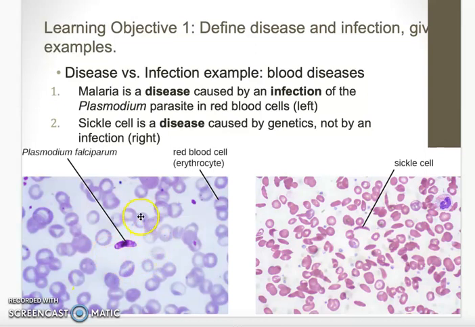So this is both. This other picture here is showing something called sickle cell disease. These curved, sort of skinny cells, those are red blood cells that did not form correctly. So this is a blood disease, but it's not caused by an infection. It's caused by genetics that make some of the blood cells grow differently. So two different diseases. One's caused by an infection, malaria, and one you have a disease with no infection because it's caused by genetics.